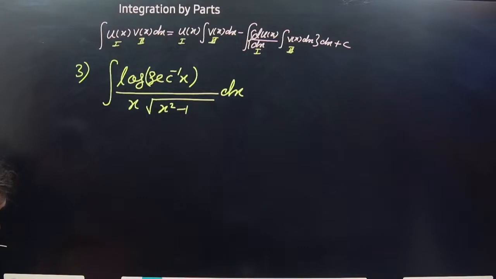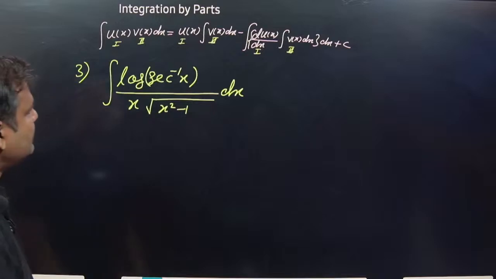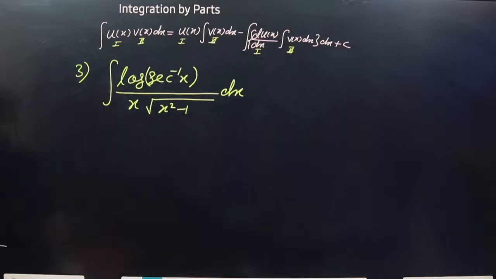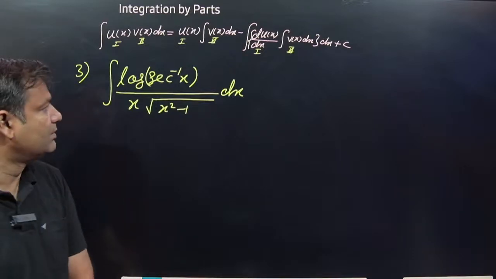Clear? So how can we solve this type of problem? Simply look here very carefully. Integration of log of sec inverse x divided by x into under root x square minus 1.